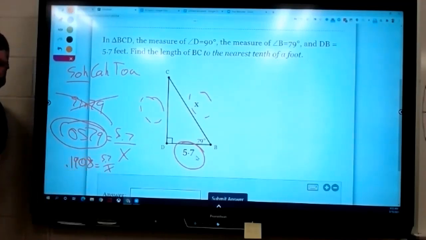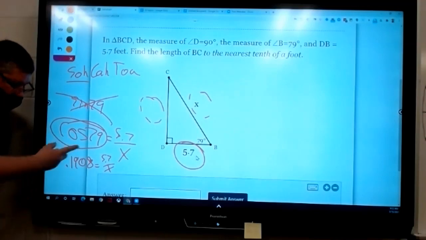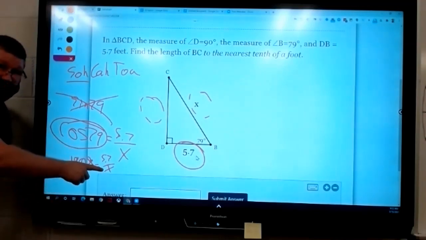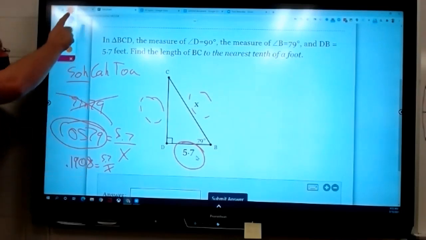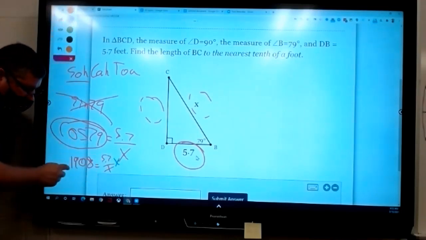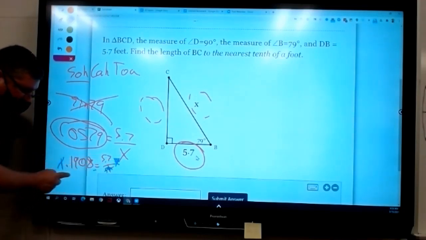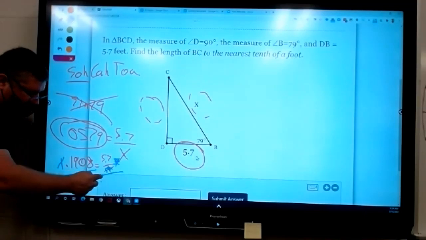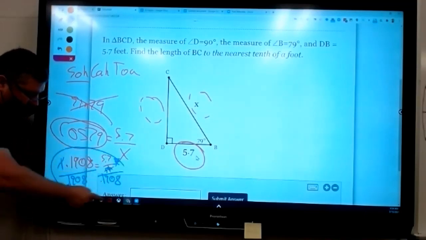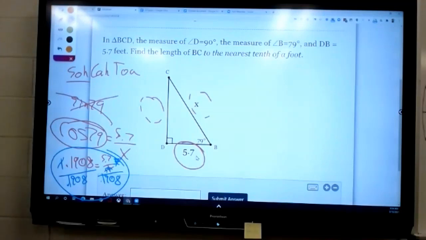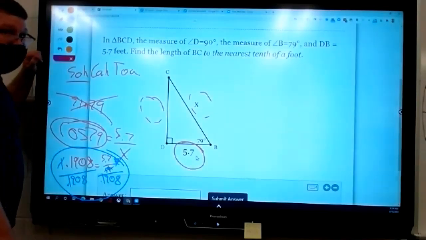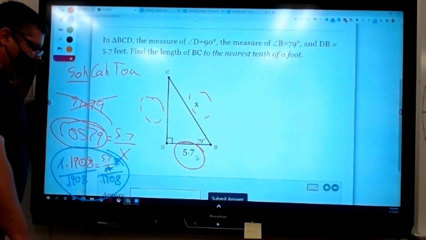How do you get x by itself? Multiply with 5.7. Nope. Okay, guys, look, do I have an x on the bottom? Yeah. So to get rid of it, I'm going to multiply. Do we agree? Now, how do I get x by itself? I need to divide both sides by the decimal. Guys, is this basic algebra here? Yeah, it is. What is 5.7 divided by 0.1908? 30.